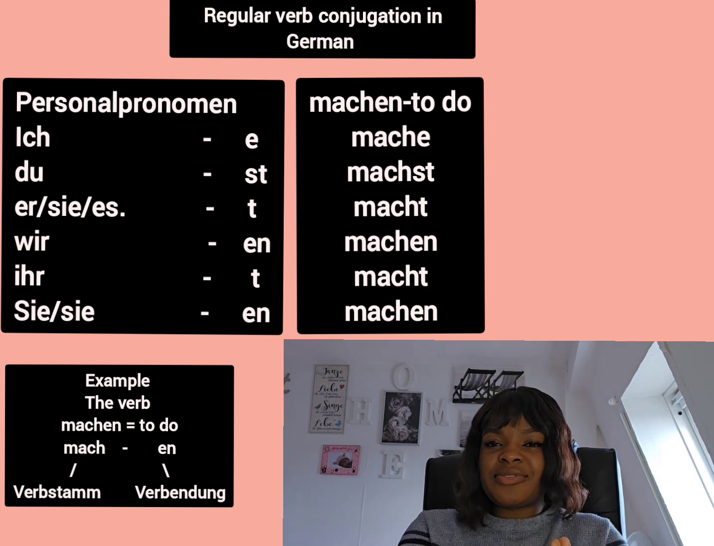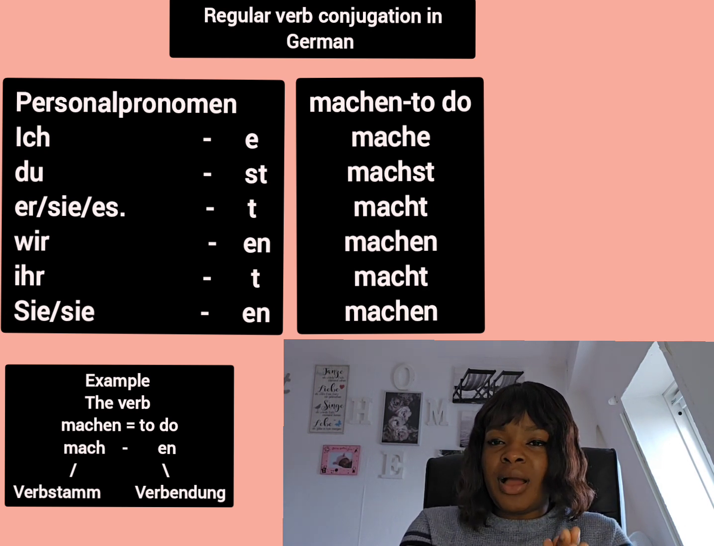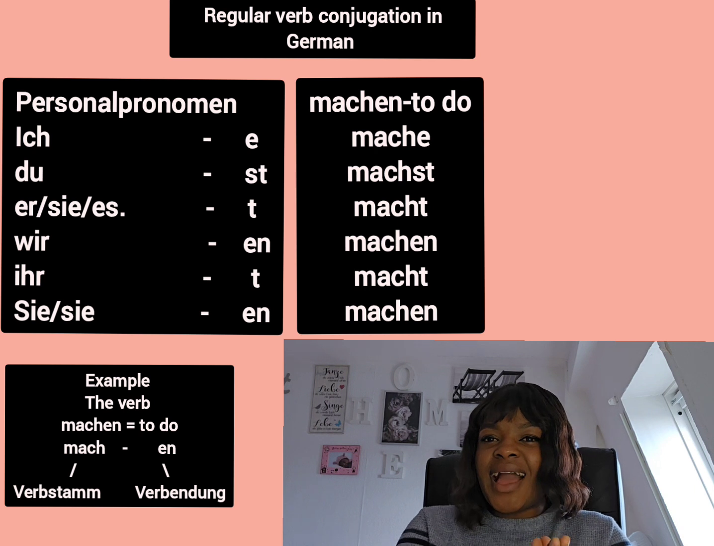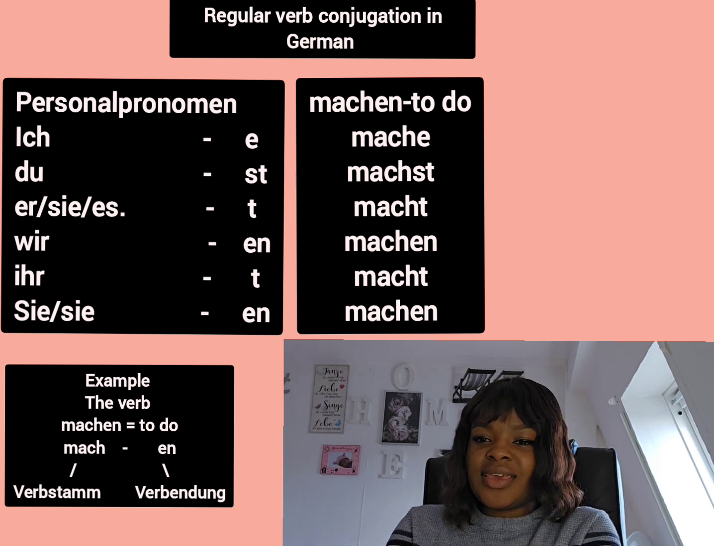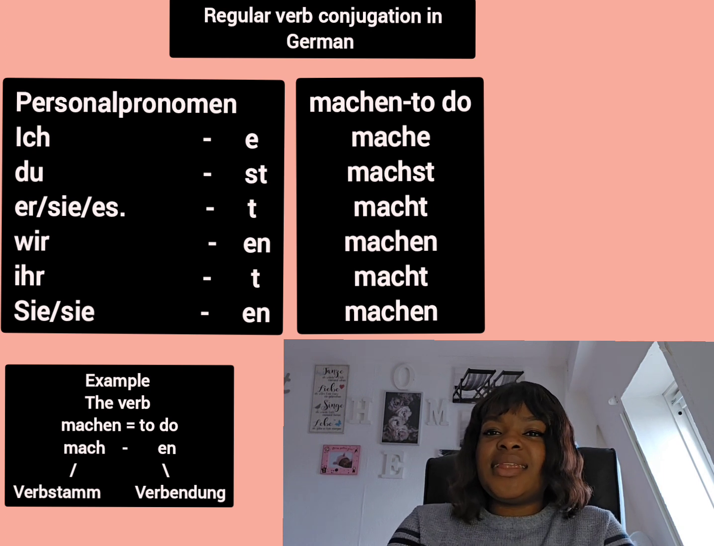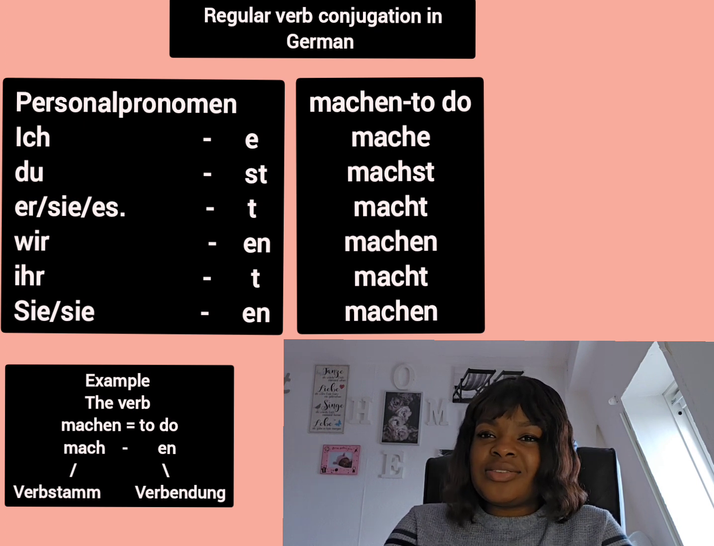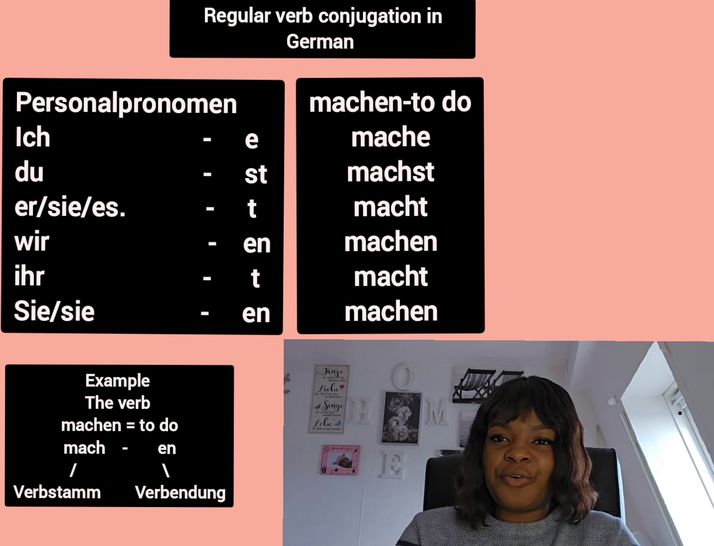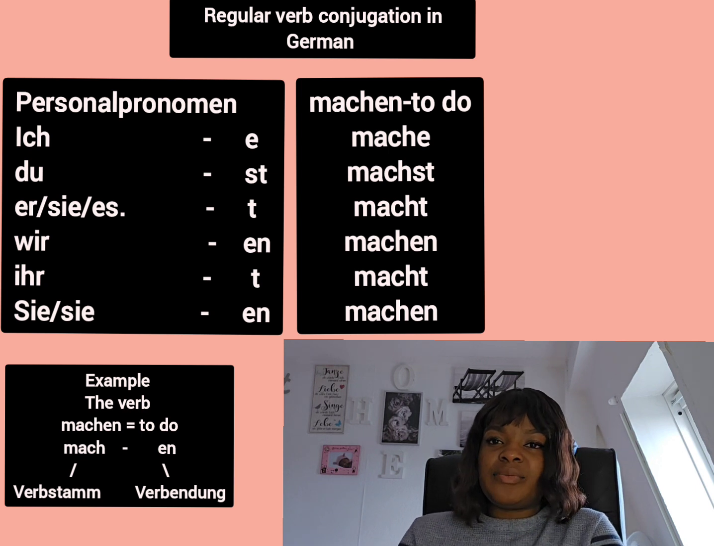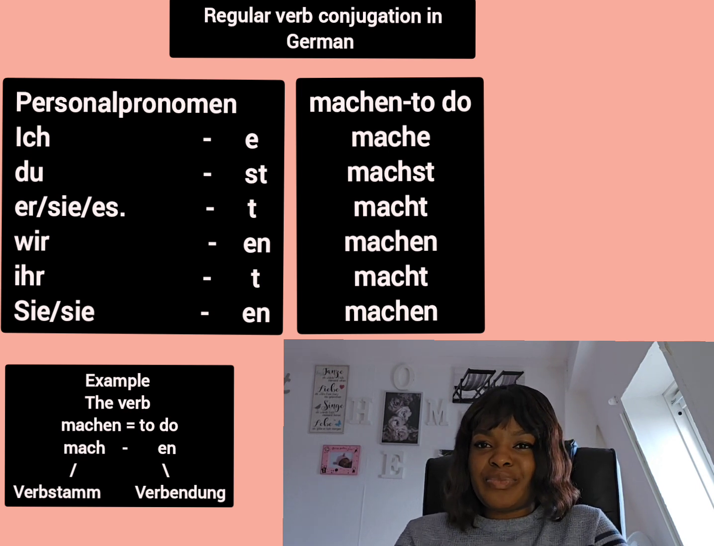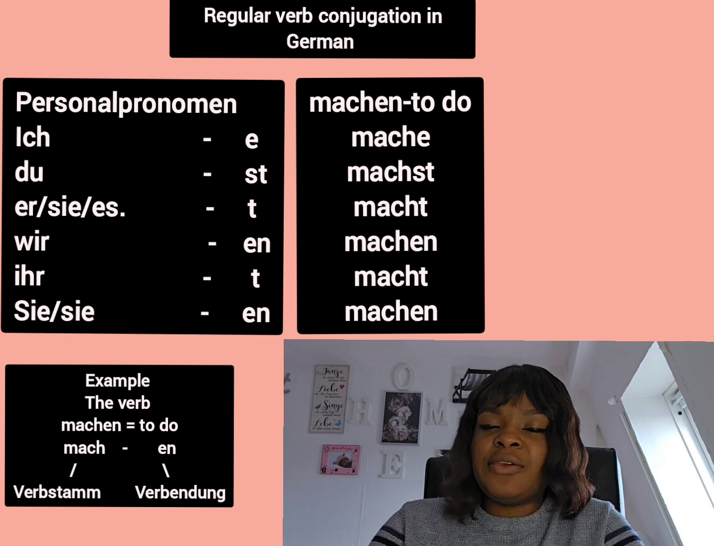The next one, ihr, which means you all. You take the verb stem, mach, and add t to it. Ihr macht. Then the last one, Sie, which means they or the formal you. It also takes the infinitive form. Sie machen. It takes the infinitive form.